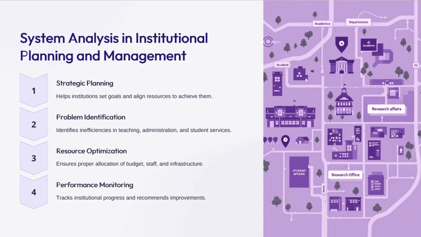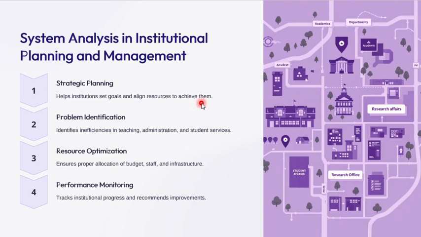Now let's proceed to the system analysis in institutional planning and management. System analysis plays an important role in institutional planning as well as in management by helping schools, colleges, and universities operate more effectively. The first role of system analysis in an institution, especially in planning and management, is strategic planning. It helps the institution set goals and align resources to achieve them.